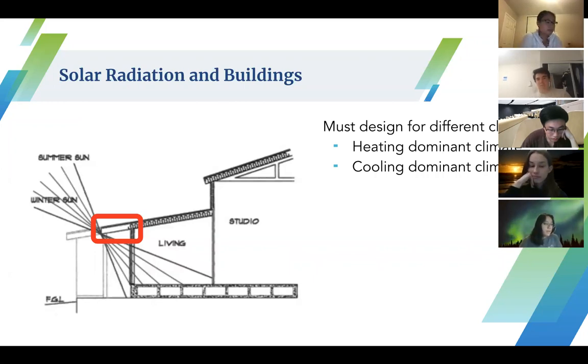The roof overhang can also be used to block the sun when it is higher in the sky in the summer. This leads to decreased cooling loads in the summer as the roof overhang limits solar gains. This type of design is therefore good for cooling dominant climates.